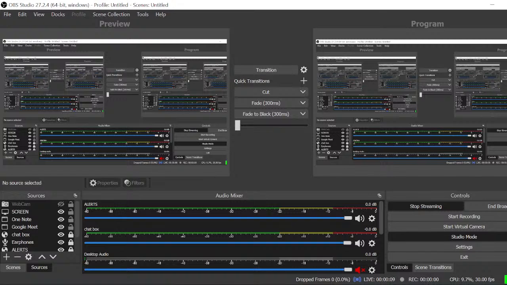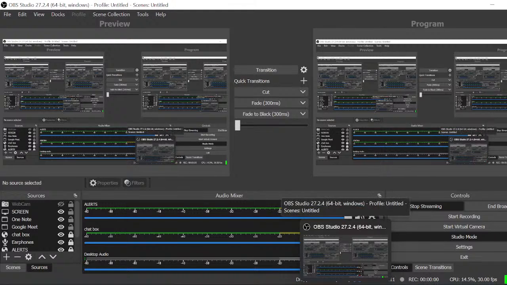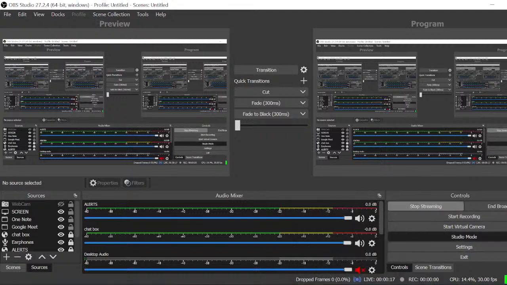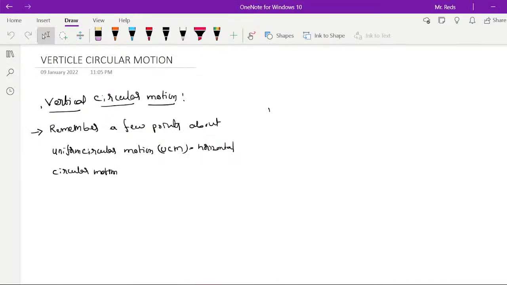So now we will be discussing vertical circular motion and a few more concepts from work, energy, power, and a few points related to collisions as well. So first, vertical circular motion.